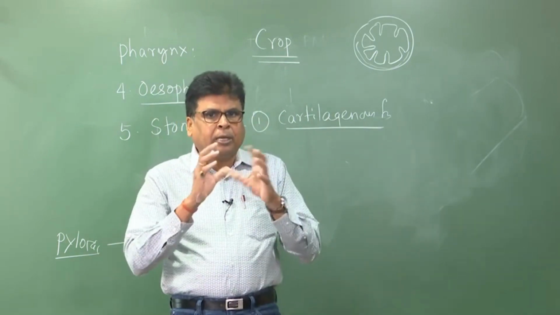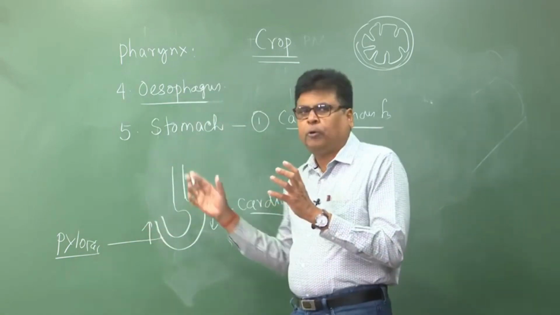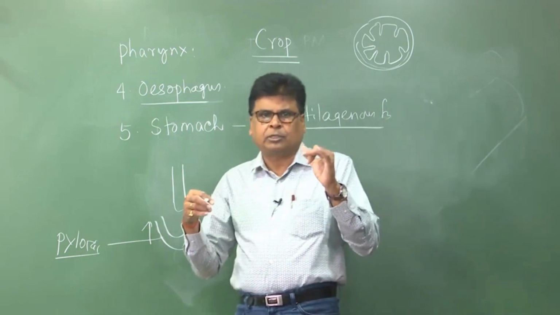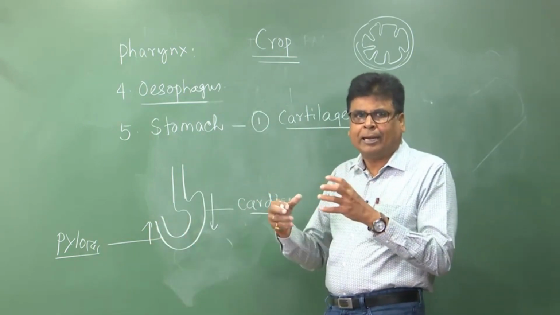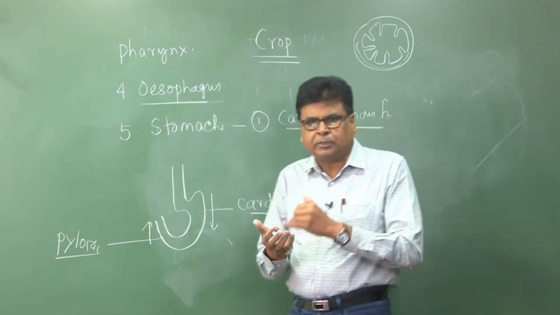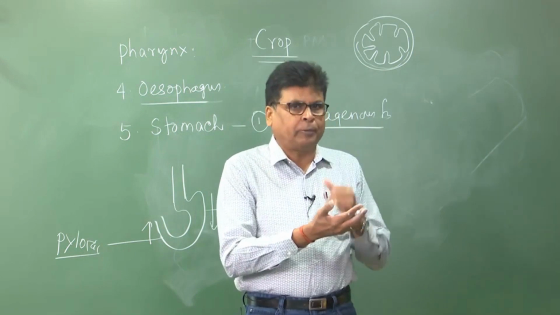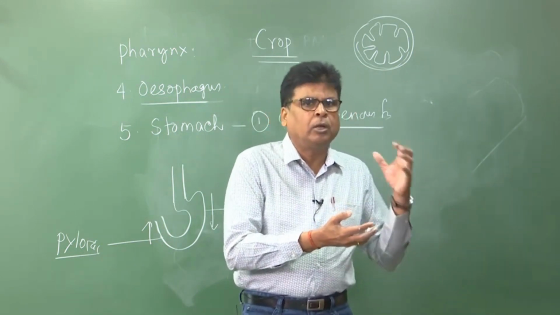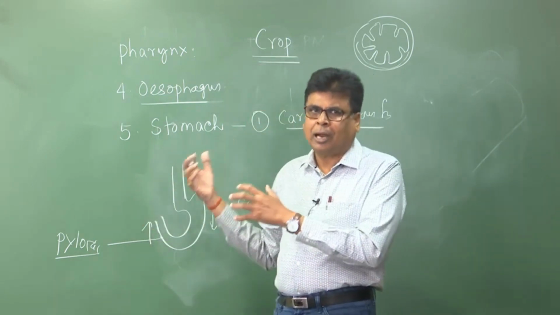That means when the food material reaches the stomach through the oesophagus, first the gastric gland secretes hydrochloric acid, which makes the food material antiseptic. Secondly, the pepsin enzyme digests only the protein part of that food material. The other constituents of the food material remain unaffected. This is the function of the gastric gland and gastric juice.